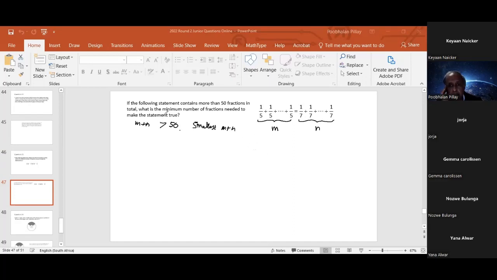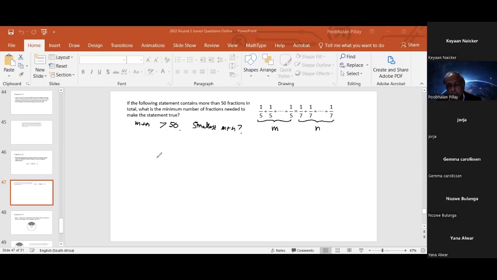M plus n, the minimum number of fractions altogether. So that's the question. It'll have to be some number which is bigger than 50, but which is the actual answer? Which is the smallest number you can put here? Right, everything depends on this equation here.